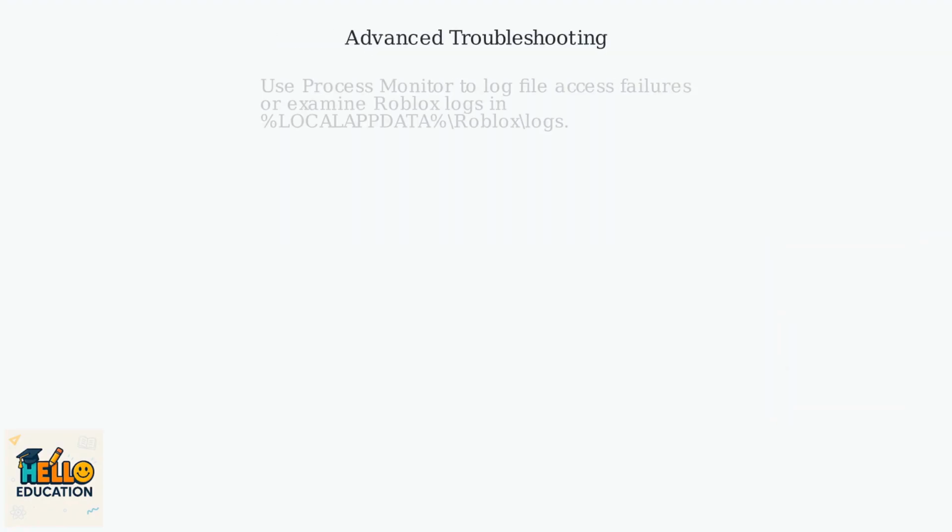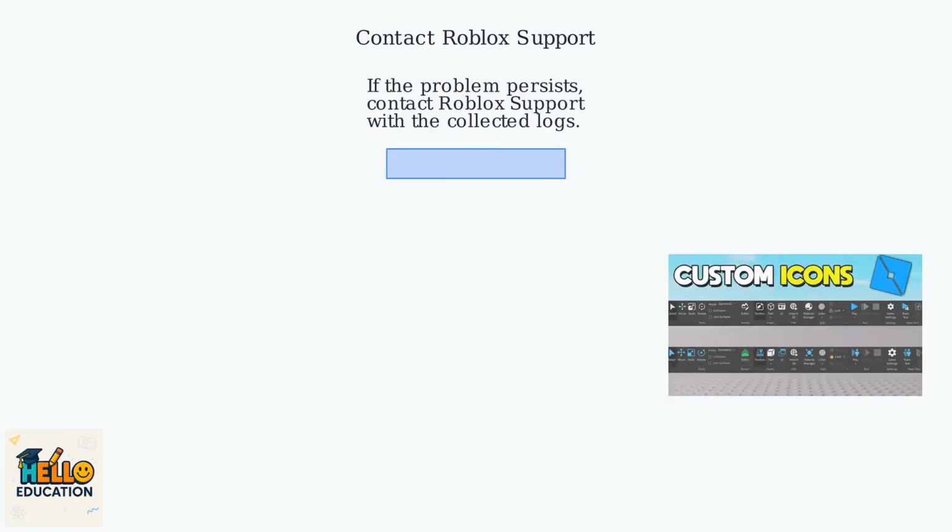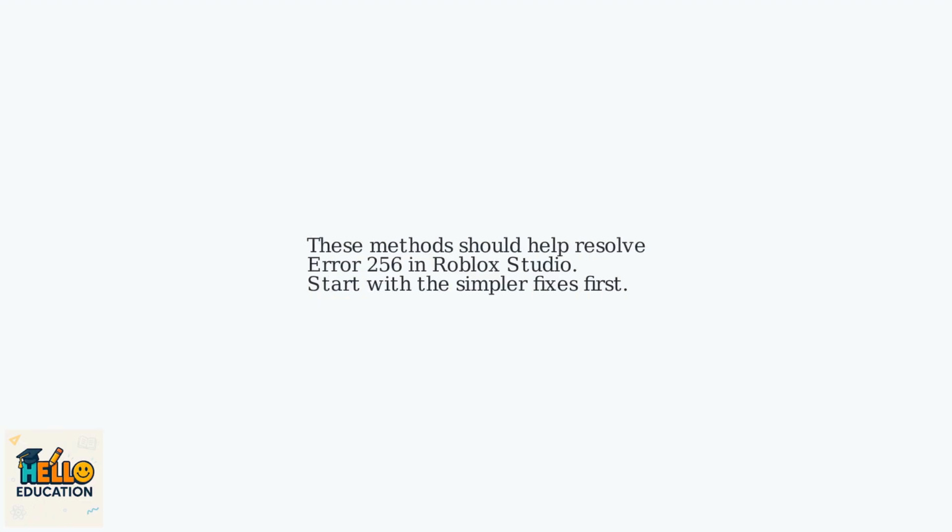For advanced troubleshooting, use tools like Process Monitor to log file access failures or examine Roblox's logs in %localappdata%\Roblox\logs. If the problem persists, contacting Roblox support with the collected logs is recommended. These methods should help resolve Error 256 in Roblox Studio. Start with the simpler fixes first.